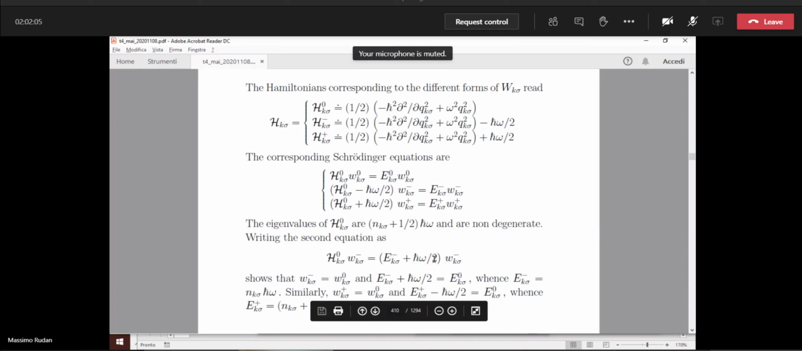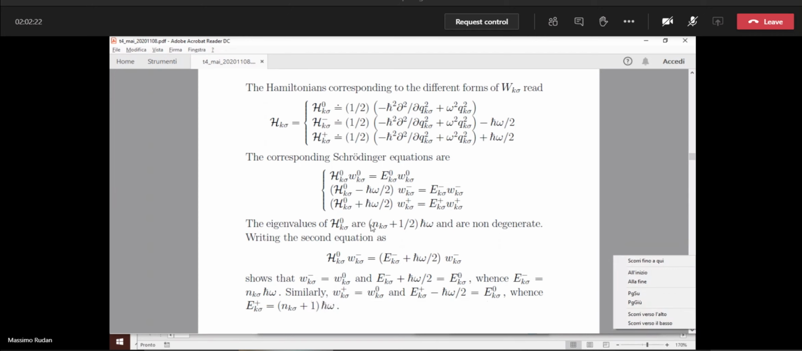and the quantity in parentheses must necessarily be equal to E0. So we have found for free that E minus is equal to n plus 1/2 h bar omega, and then we have to subtract another h bar omega half. So it is equal to n_k times h bar omega.